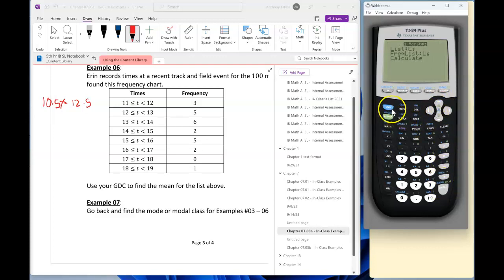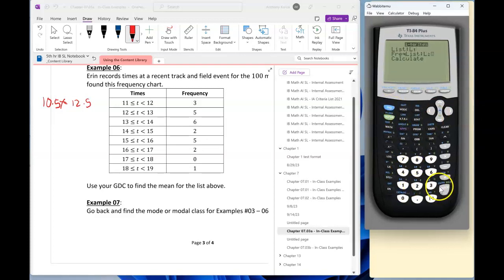And then this is in L1 and L2 now. Yes. So our mean there is 14. Is that what you guys got? Yeah. You guys okay? All right.